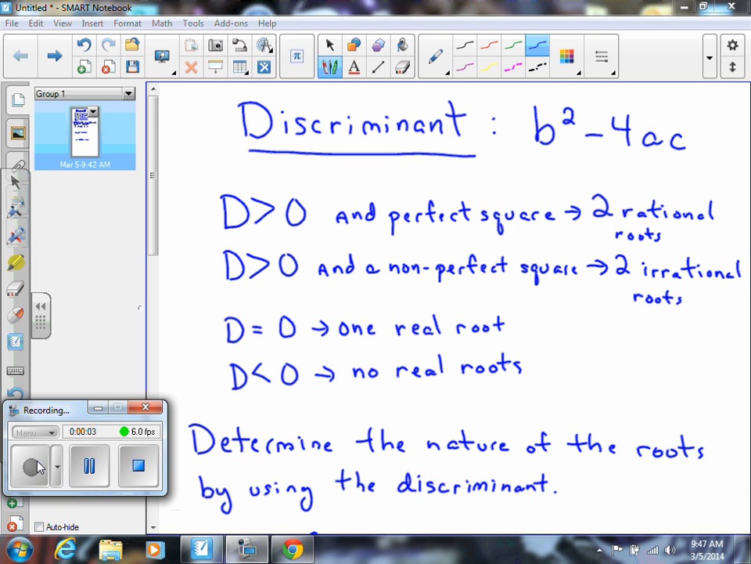We're looking at the discriminant. This is from Pre-Cal 30S. The discriminant comes from the quadratic formula. It's actually what's inside the square root sign, b squared minus 4ac.